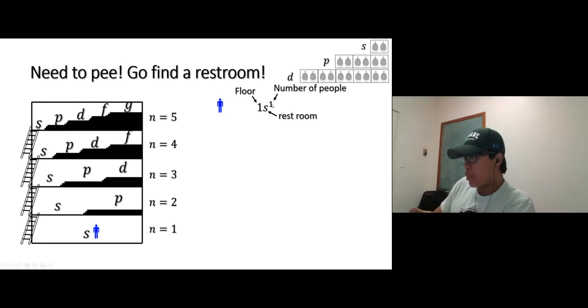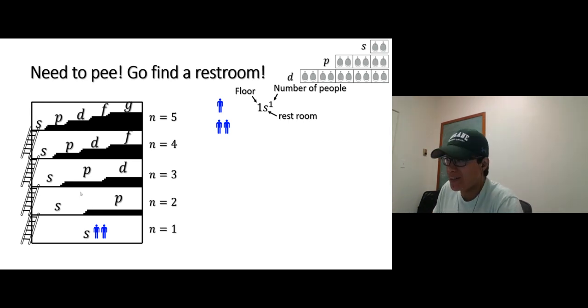Okay. If you come with your friends, what are you going to do? Both of you are going to get into the S restroom because the S restroom can hold 2 people. You're not going to be mean and kick your friend up to the second floor. Will you? No. So both of you can fit into the S restroom. So we write it down as 1S2. So 2 people in the S restroom, and this restroom is full.